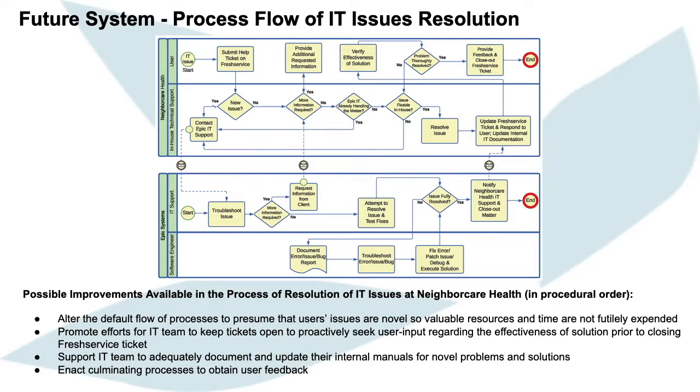So the next slide presents the 2B process flows regarding the IT issues at NeighborCare Health. First, altering the default flow of processes to presume that the user's issues aren't new doesn't allow the resources to be wasted. Also, promoting efforts at NeighborCare Health's IT to keep tickets open and seek user feedback, adequately document, update their internal manuals for new problems and solutions, and facilitating a culminating process to obtain user feedback all enhance the processes of resolution of IT at NeighborCare Health. I'll pass it back over to Thomas.